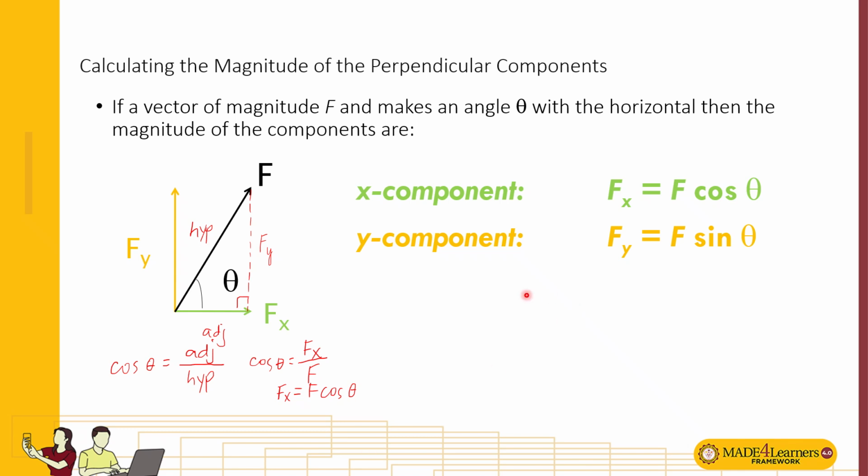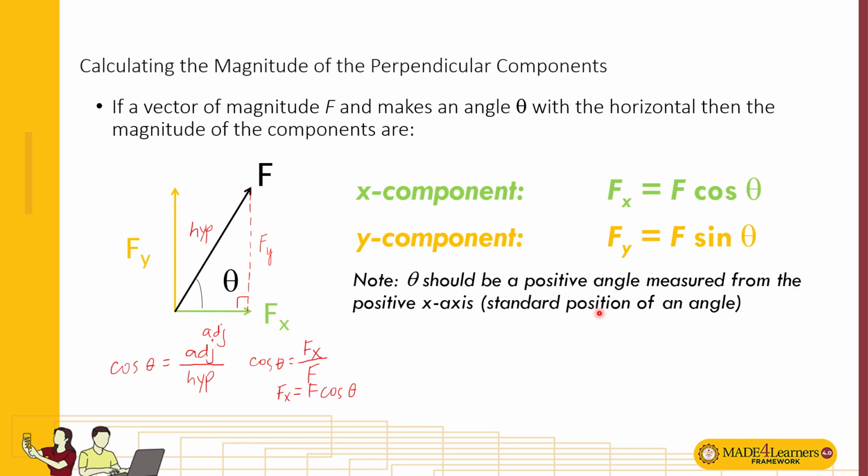Okay, so in using these formulas, make sure that you are using the standard position of an angle. Because if you have angles that are located in the second quadrant or third quadrant and fourth quadrant, diba, you don't have the same sign for x components, even if the angle is the same, let's say 60 degrees.